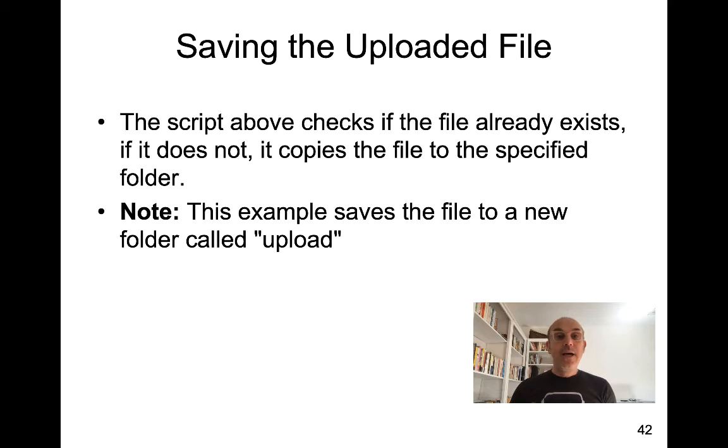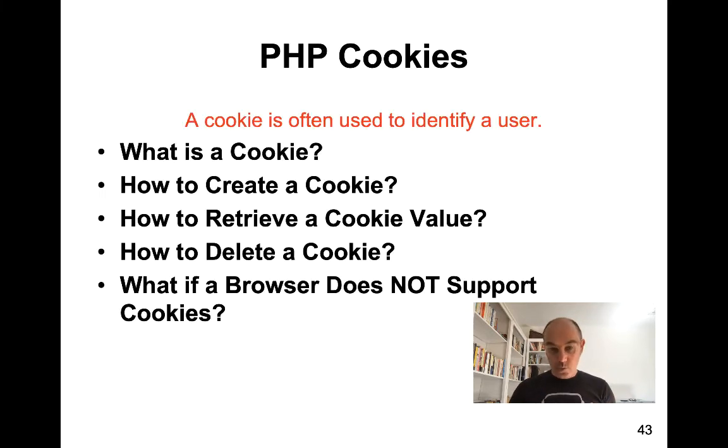And saving the upload is something that can be done, and this is the code to do that. So the script above checks if the file already exists. If it does not, it copies the file to a specific folder. This example saved the file into a new folder called uploads.